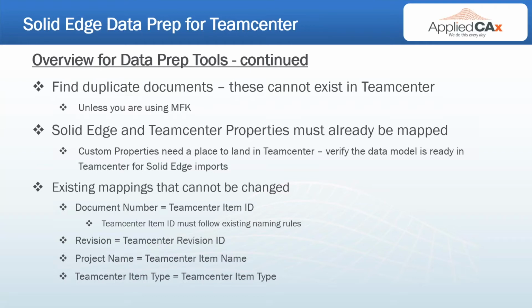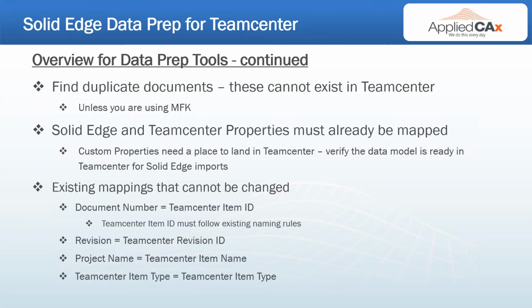There are some existing attribute mappings that cannot be changed. These are set. The document number in the Solid Edge file will equal your Teamcenter item ID or your part number. The Teamcenter item ID must follow the existing naming rules in Teamcenter. So if your naming rules are 6 numbers, then your item IDs that you're using must have 6 numbers. If you want a -A, -B, that has to be in your naming rules for that to work. So we just have to make sure our document number will resolve itself and would be able to be created in Teamcenter if we did it manually.